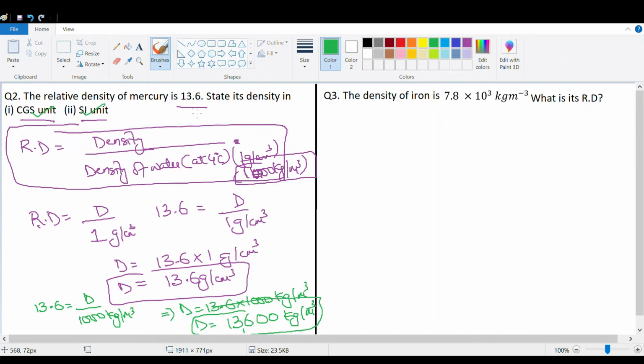If you're keeping the answer in CGS unit, whatever is the relative density, that's exactly the density of the substance. Let's look at the next question.